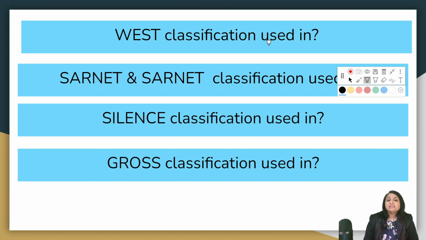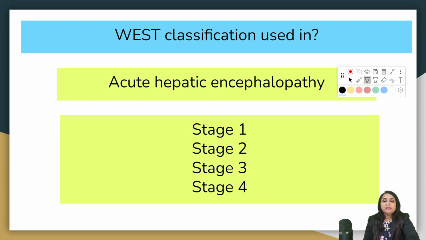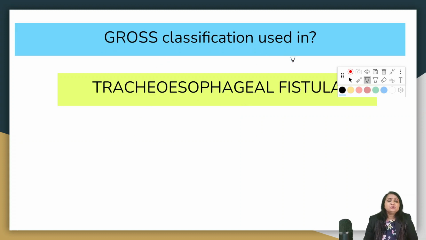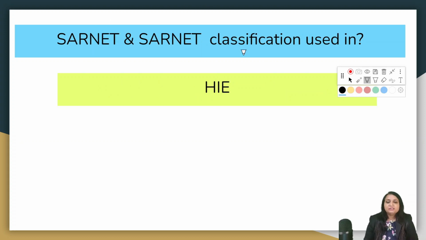Now West classification is used in, Sarnat and Sarnat classification is used in, Sillence classification is used in, and Gross classification is used in. West classification is used in acute hepatic encephalopathy. Here in stage 2 we will have flapping tremors, this is asterixis. In stages 1 and 4 it will be absent. Sillence classification is used for osteogenesis imperfecta. Gross classification is used for tracheoesophageal fistula, and the Sarnat and Sarnat classification is used for hypoxic ischemic encephalopathy in a neonate.